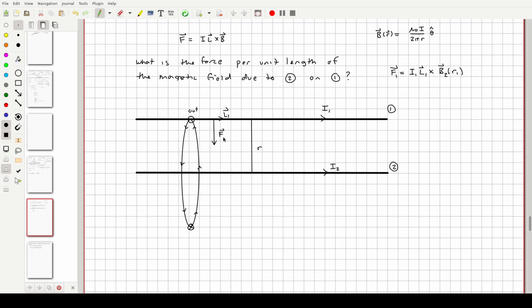So let's just think about magnitudes for a moment. Everything is at right angles, which means this cross product right here literally is just ILB. Okay, if you had angles here, it would be ILB times whatever the sine of the angle in between is. So in terms of magnitudes, F1 is going to equal I1 L1 B2, and B2 is going to be mu naught I2 over 2 pi r, r being the distance between.